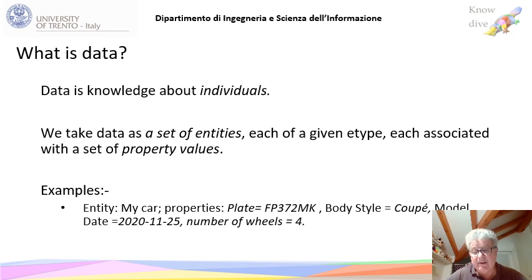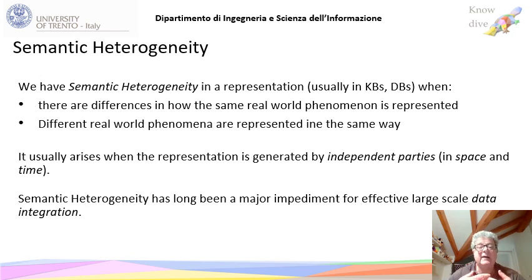And what is the step from knowledge to data? The step from knowledge to data, as we all know from database 1, is just filling the properties of each such entity with a value. So for instance, the entity my car has a specific plate, has a specific body style, has a specific model date with a certain date, has 4 wheels, while a motorcycle could have 2 wheels. So this is data. So basically what we did so far, we structured representation in 4 dimensions.